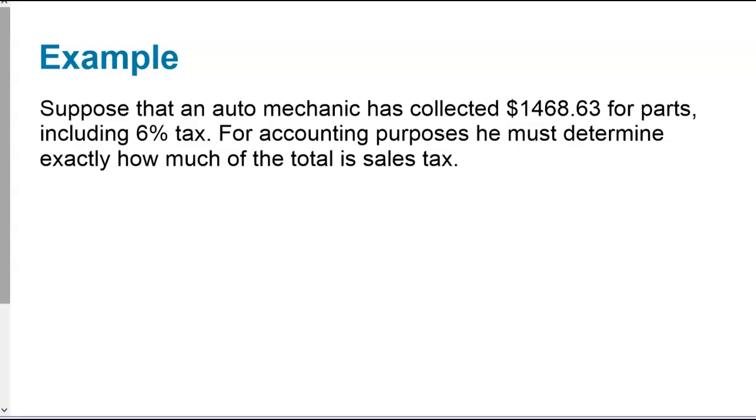Let's go ahead and go to one more problem, and we're going to look and suppose that an auto mechanic has collected $1,468.63 for parts, including 6% tax. So for accounting purposes, he's got to figure out how much exactly of the total is sales tax. So to be able to do this, we want to be able to pull off the amount for tax.